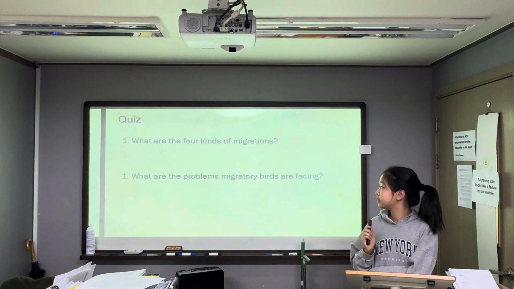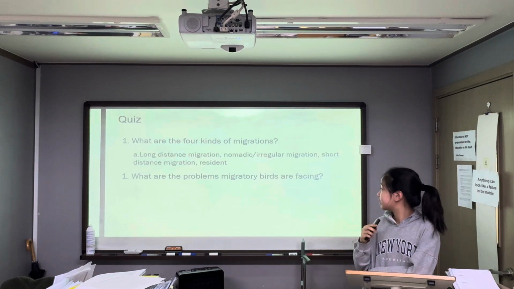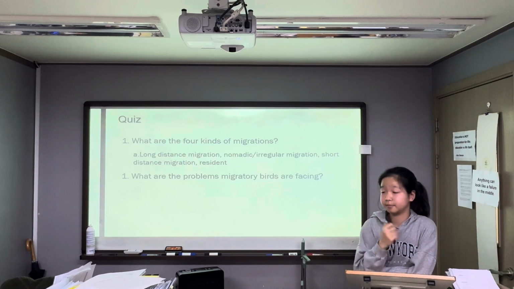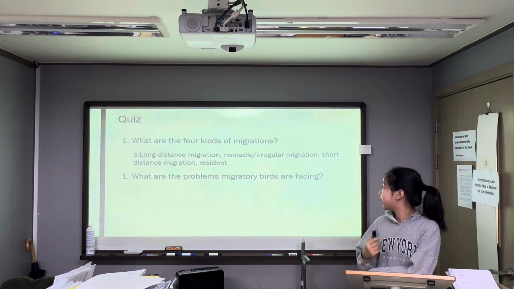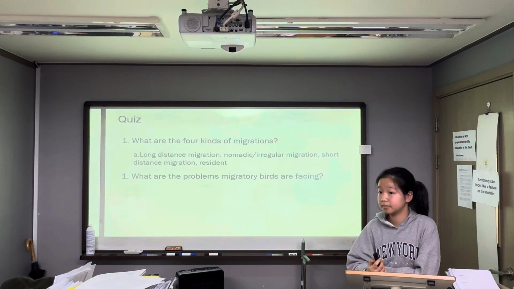So what are the 4 kinds of migration? Long distance, short distance, resident, and nomadic irregular migration. And what are the problems migratory birds are facing? Habitat loss.